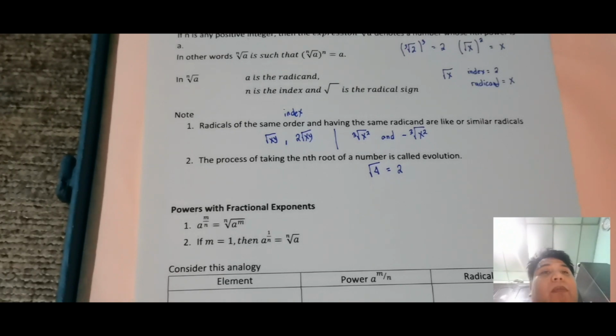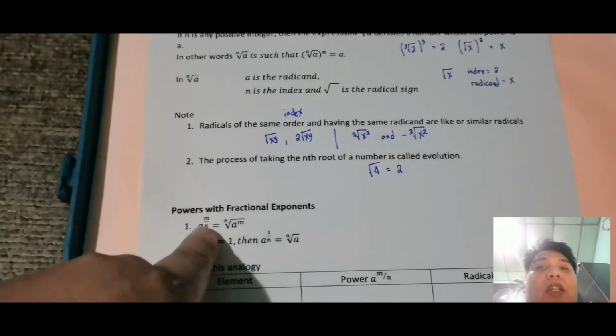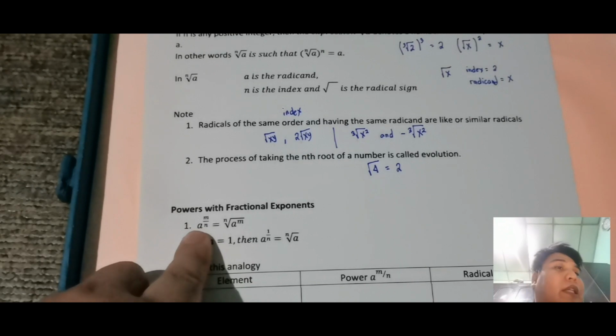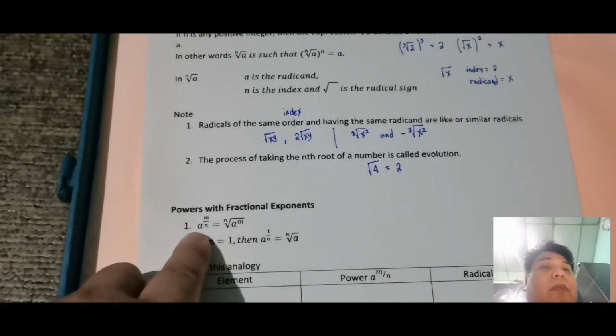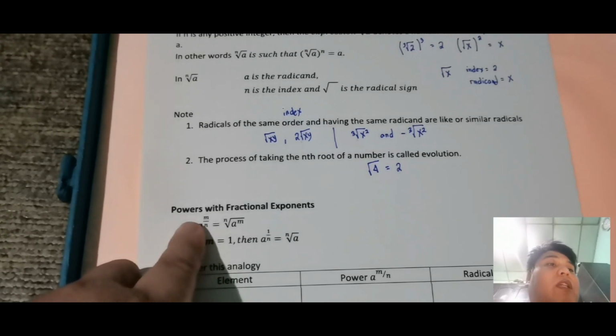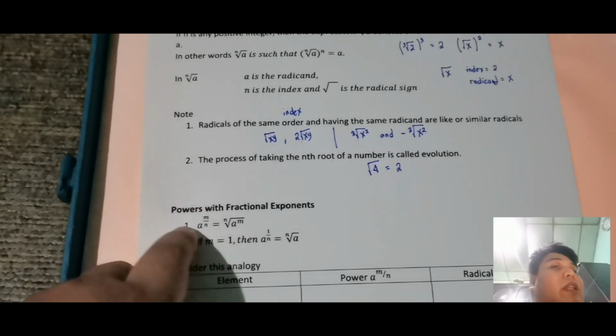Number 1, if you have a raised to m over n, and that is only equivalent sa nth root of a raised to m. So, ano napansin nyo? Yung a natin, yan yung base. Ngayon, yung base na yan ay naka-raise sa exponent, pero yung exponent is fraction. Ngayon, yung fraction, meron siyang numerator and denominator. So, ulit ko lang, yung exponent is a fraction. Meron siyang numerator, may denominator.